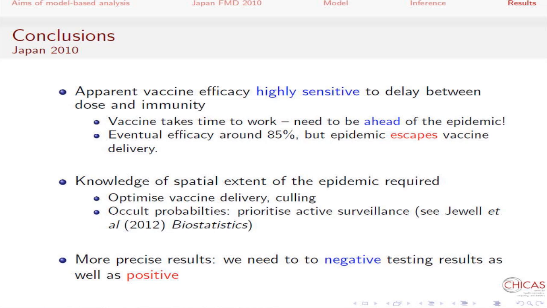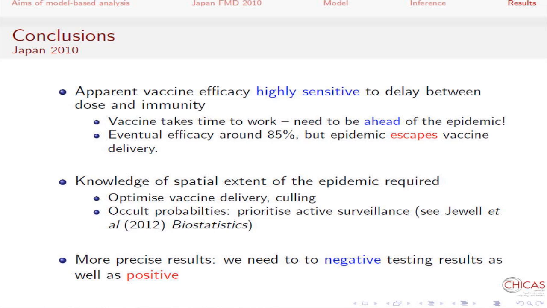The knowledge of the spatial epidemic extent, these occult farms, can be used to optimise vaccine delivery and culling. I conjecture, and I've got a simulation study in a paper in Biostatistics in 2012 that shows, that ranking these farms by their occult probability and targeting surveillance to the highest probability farms is a really quite good targeted surveillance policy for slowing epidemics quickly.